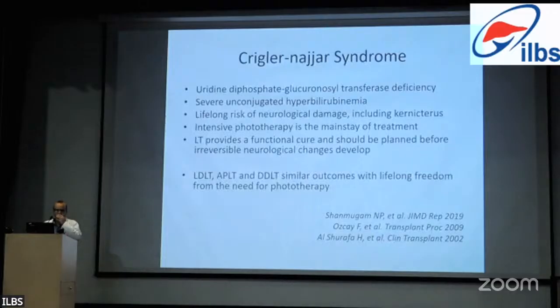Crigler-Najjar syndrome, again, uridine diphosphate glucuronosyl transferase deficiency, severe unconjugated hyperbilirubinemia with neurological damage and kernicterus. Intensive phototherapy, almost 24 hours per day, is the mainstay of the treatment. LT provides a functional cure and should be planned before irreversible neurological changes develop. All LDLT, auxiliary liver transplant, and DDLT have shown good outcome and lifelong freedom from need for phototherapy.